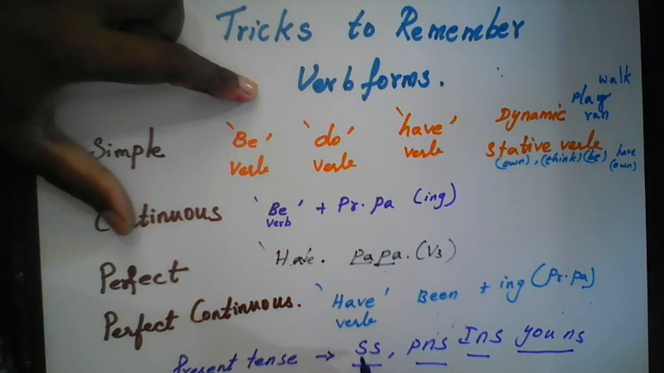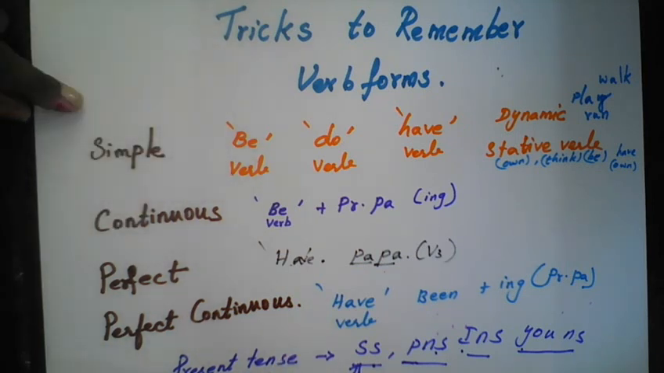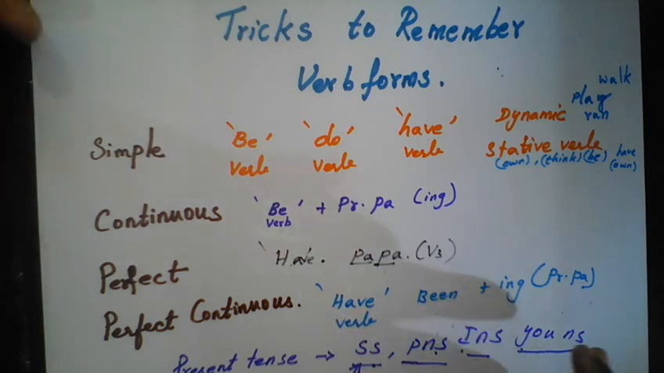Here, see, let me explain to you. If it is a singular subject, add yes with the verb. If there is a plural subject, no yes, N for no, right? No yes with the verb. If I is your subject, no yes with the verb. If you is your subject, no yes with the verb. So this is also to be minded very carefully. Okay, never ever forget this. SS, PNS, INS, UNS. Okay, my dear children.